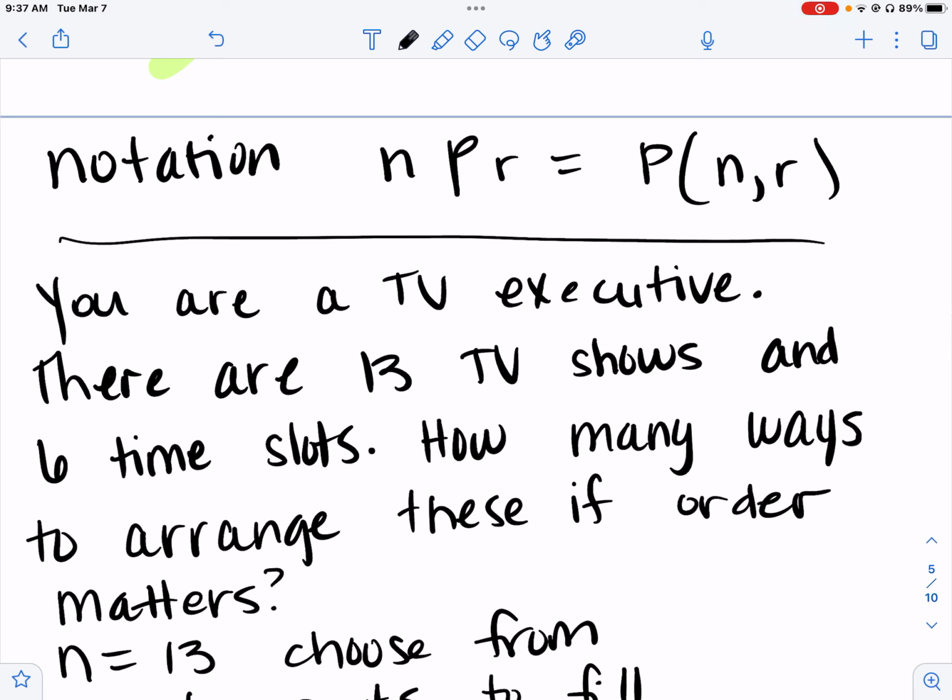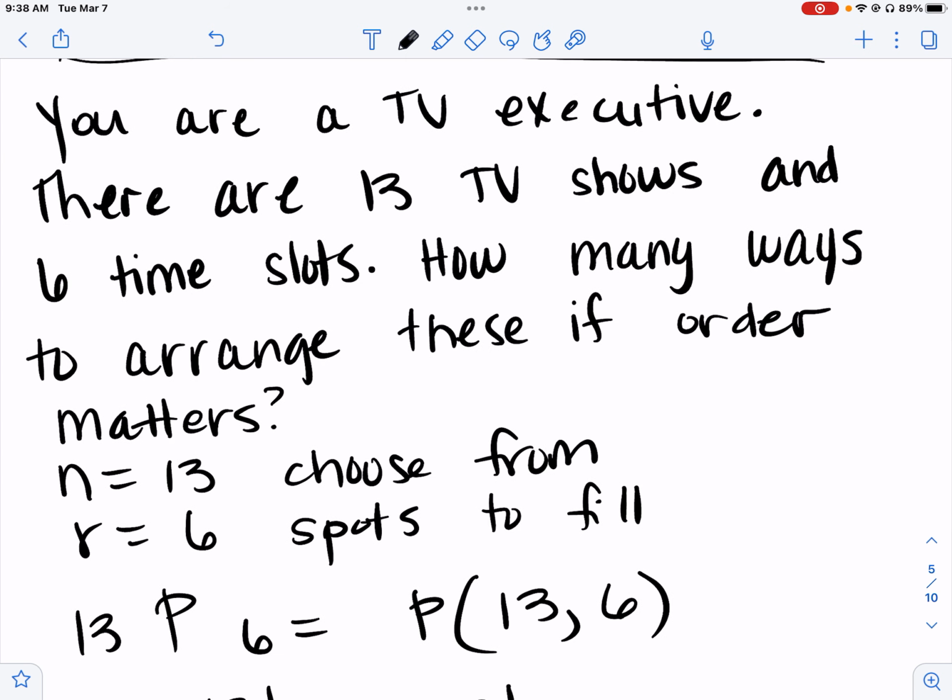Okay. The notation nPr is the same thing as P(n, r). You're a TV executive. There are 13 TV shows and 6 time slots. How many ways to arrange these if order matters? So you're trying to arrange what comes on at 7 p.m., 7:30, and so forth.